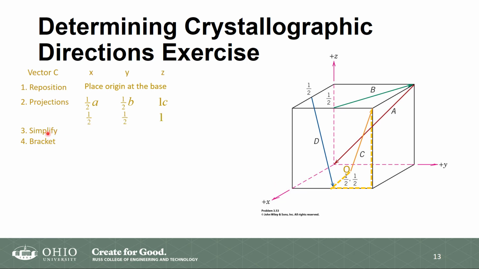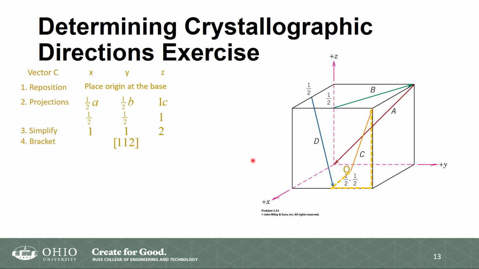And again, the next step here is to simplify. So we simplify by multiplying through by 2 to get all integers. And so we end up with 1, 1, and 2, and we finally place that in a bracket, which gives us [112] as shown. And so for vector C, we end up with this [112] Miller index.